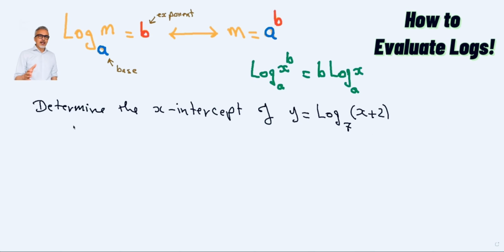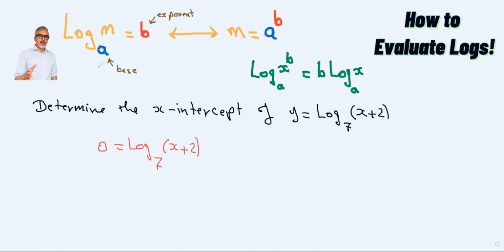One more question, determine the x-intercept of y equals log base 7 of x plus 2. We will talk about graphing logs later, but every time you want to find the x-intercept, you want to make y 0 and solve for x. So that's what we need to do here. So 0 equals log base 7 of x plus 2.